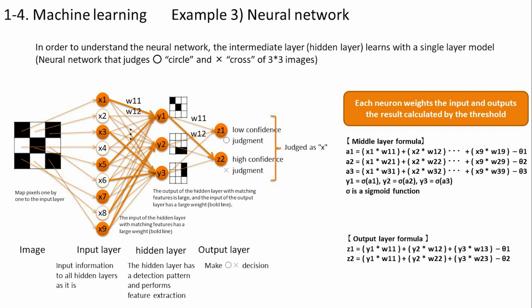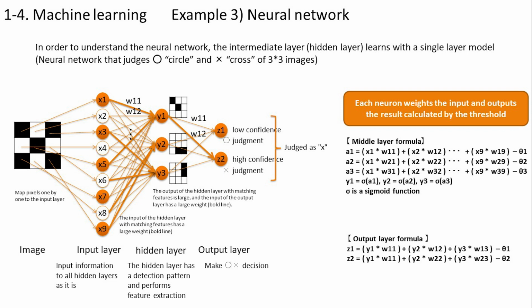For example, if the Y1 neuron captures features where the top left and middle are black, the weights of x1 and 5 are increased. The higher this weight, the higher the output when matching the image. The output of the hidden layer is passed to the neurons of the output layer. The output layer is similarly weighted.